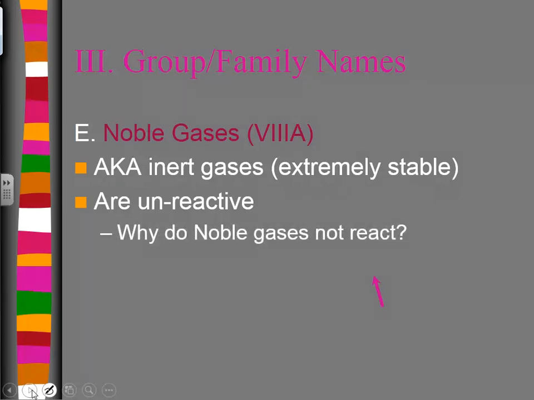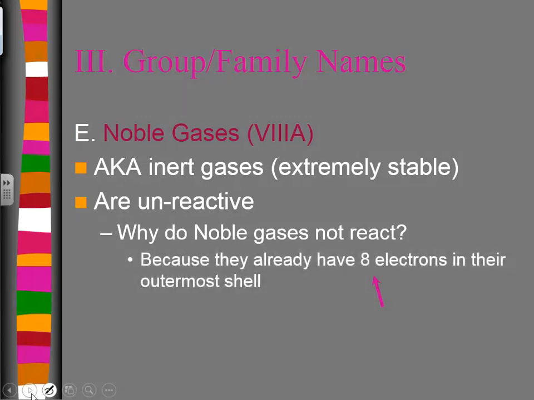Why is it then that the noble gases do not react? Well, the key is they already have 8 electrons in their outermost shell. Now, the exception to that is helium, but helium does have a full valence shell, so I'll just put here they have a full valence shell. And that makes them very stable.